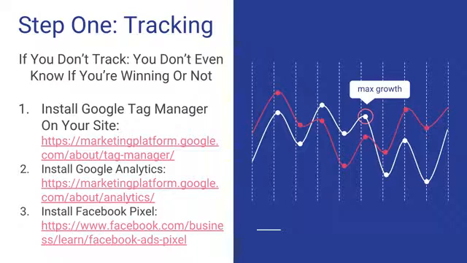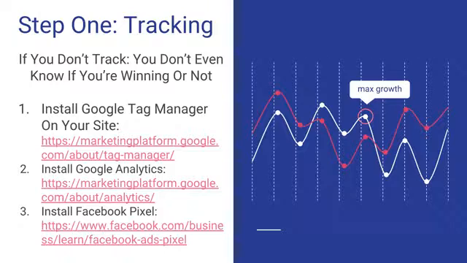Go to marketingplatform.google.com/about/tag-manager. That'll give you all the instructions that you need to install this. Basically, this is the only quote-unquote coding you're going to have to do all day today: you're going to take the code snippet that the Google Tag Manager gives you, and install it on the header of every page of your website. That's it. You're done. Congratulations. You're now a web developer. Well, maybe not, but some people would say you are.